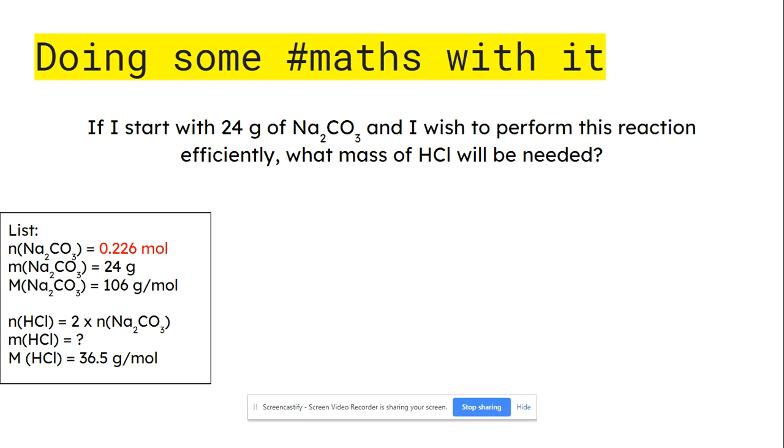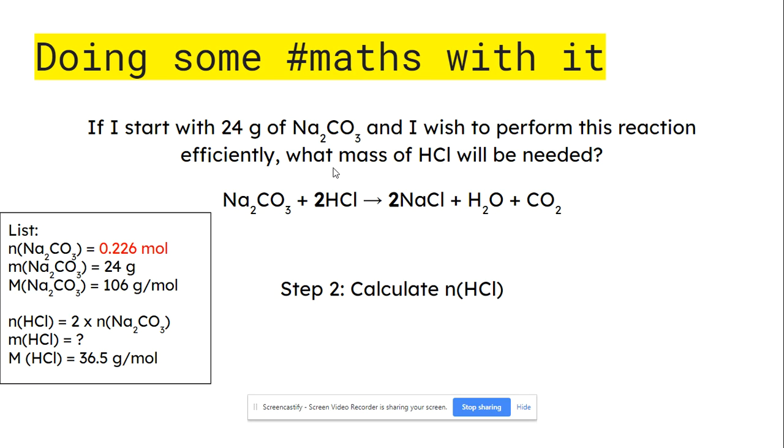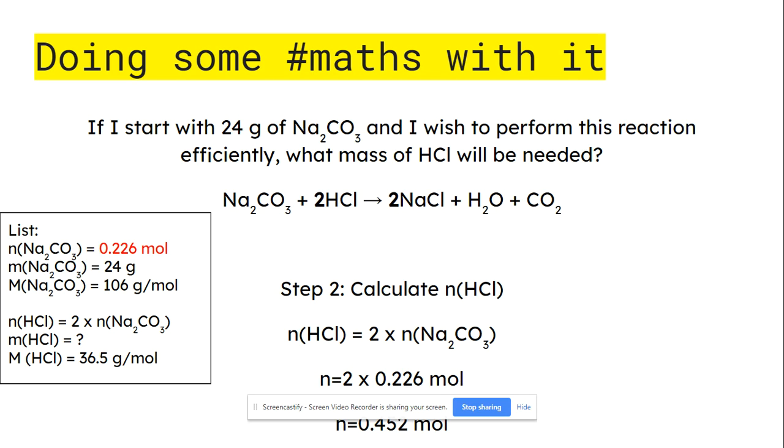My next step is that I can now calculate my number of moles of hydrochloric acid because I know that my number of moles of sodium carbonate is 0.226, and I know that I need twice as much hydrochloric acid because my reaction tells me that I do. So all I need to do now is multiply my number of moles of sodium carbonate by 2, which will give me 0.452 moles of hydrochloric acid.